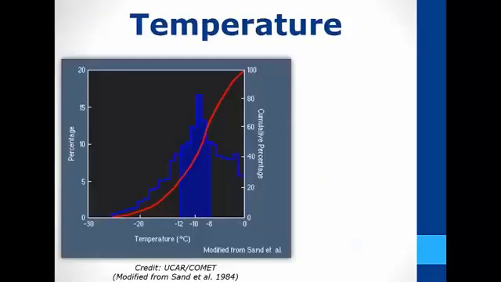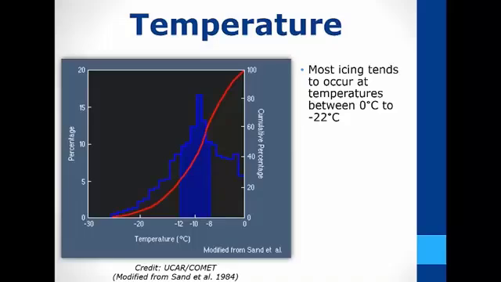Here's another graphic that shows where most ice tends to occur, and most ice generally occurs below -22 Celsius. Once you get below that temperature, most water is going to be in the ice form itself. So if you get below -22 Celsius, in the higher or colder portions of the atmosphere, that's where you're going to see the most ice available in the atmosphere, and that's not going to impact aircraft itself.